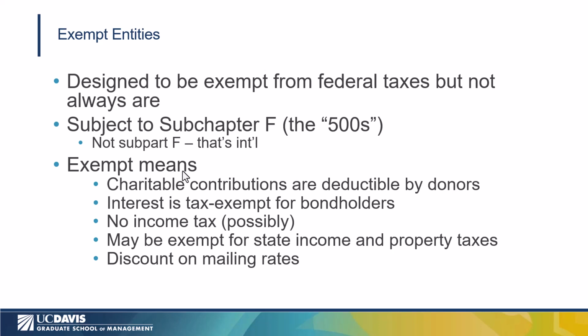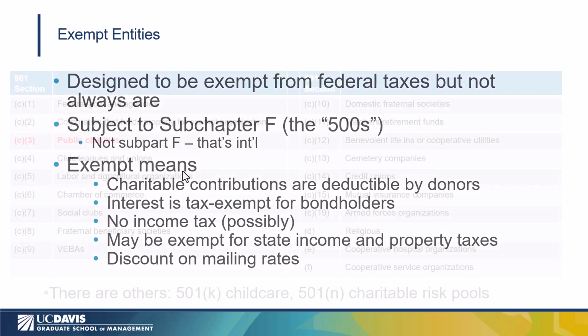You may be exempt for state income and property taxes. So of course all states vary, and with respect to property taxes, the same, but it's pretty common for most states to exempt organizations from both state income and property taxes. And you enjoy a discount on mailing rates. Yay! Have you ever seen that bulk mailing rate on a piece of mail? That's often because nonprofits get a cheaper rate.